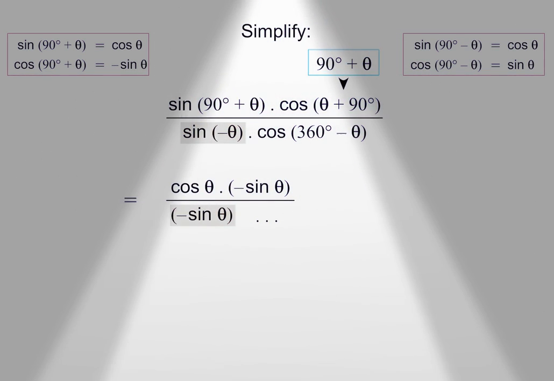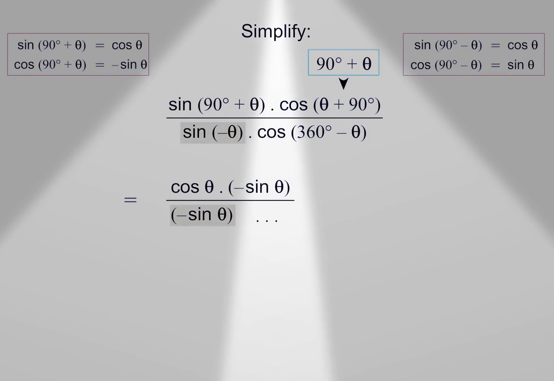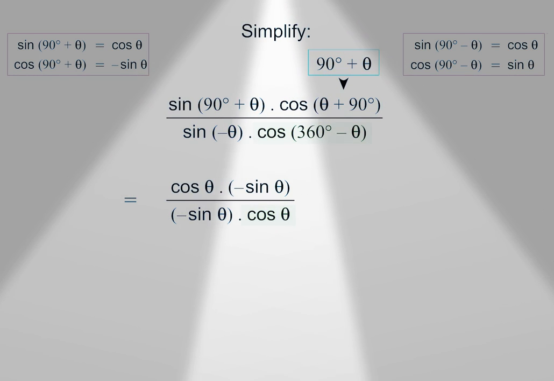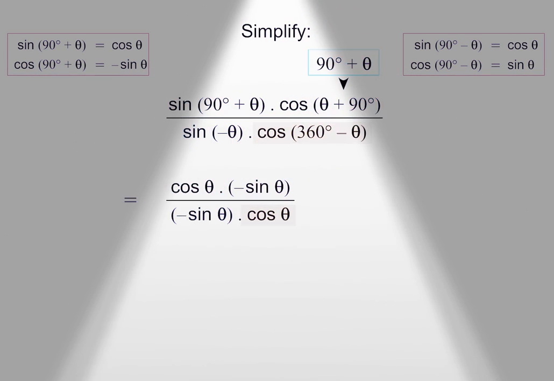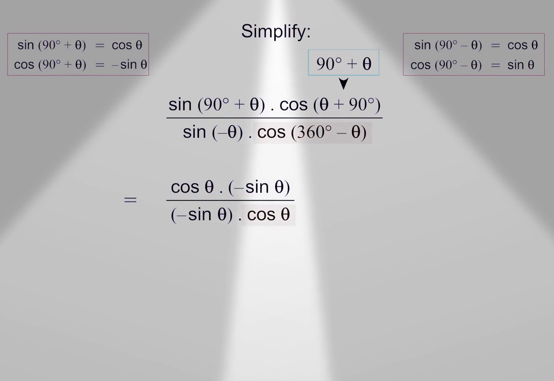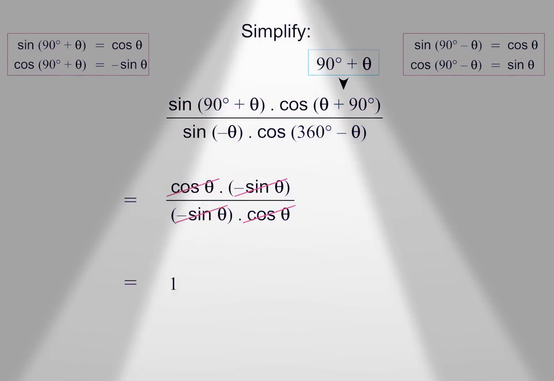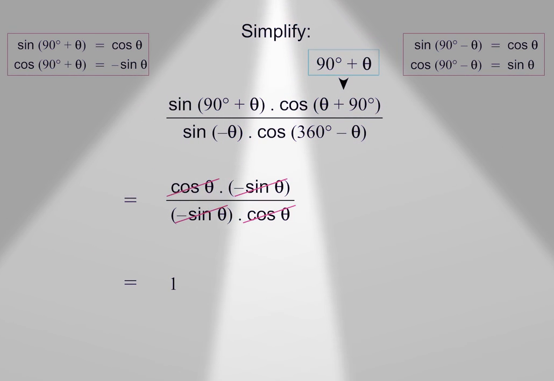And using a reduction formula, sine minus theta reduces to minus sine theta. And cos 360 degrees minus theta reduces to cos theta. We now have reduced all the angles to acute angles. And because we have one term over one term, we can cancel as follows. This gives the final answer of 1. Please pause the lesson if you need more time to check my working.